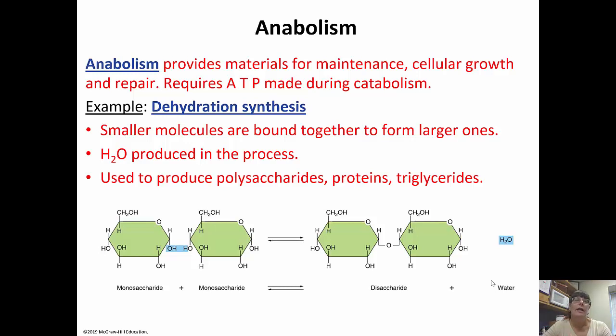So think about what happens to you when you're dehydrated. When you're dehydrated, you don't have enough water. So you have lost water, just like these molecules have. But this is going to be used to produce polysaccharides, proteins, and triglycerides. So again, the picture shows you if you take two monosaccharides, you remove that water molecule and put a bond there and you have a disaccharide.